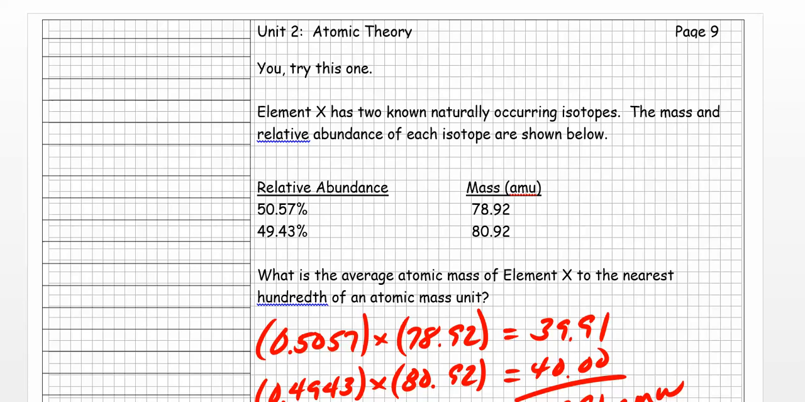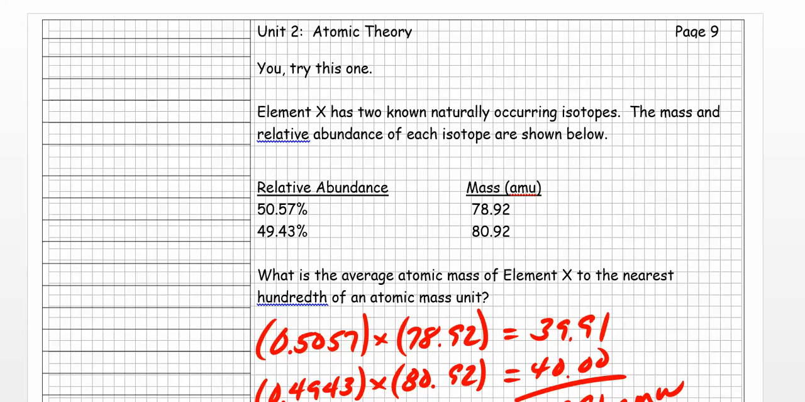Okay, now that we've had the opportunity to look at how to calculate average atomic mass, I want you to try this one. Element X has 2 known naturally occurring isotopes. The mass and relative abundance of each isotope are shown below. Relative abundance of the first one is 50.57. Has a mass of 78.92. The relative abundance of the second one is 49.43. It has a mass of 80.92. So what is the average atomic mass of element X to the nearest hundredth of a mass unit?